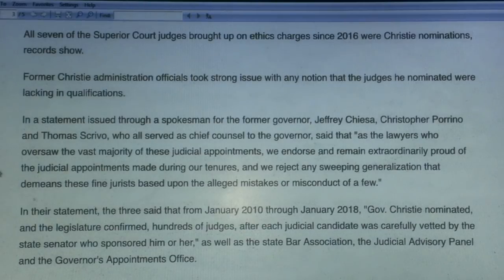Do you hear this? Criminals endorsing criminals. Do you hear that? We endorse and remain extraordinarily proud of the judicial appointments made during our tenures. You hear that? They praising their criminals. That's just like United States Marines military veterans. Just like military veterans. The president is praising their killers. They're praising their killers for going over the country to country, robbing them of their oil, robbing them of their mineral resources, and killing their people. And they praising them. And they praising their killers. They're praising their criminals now, as they always been doing.